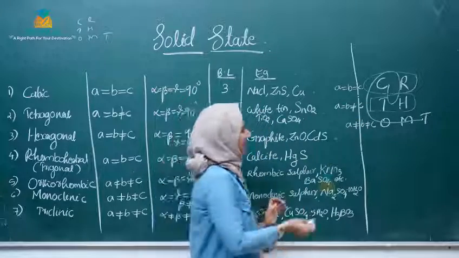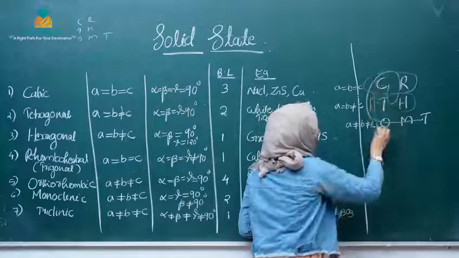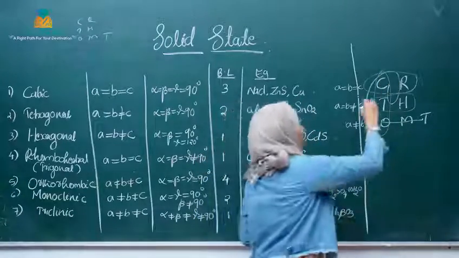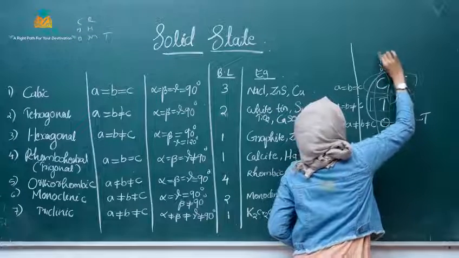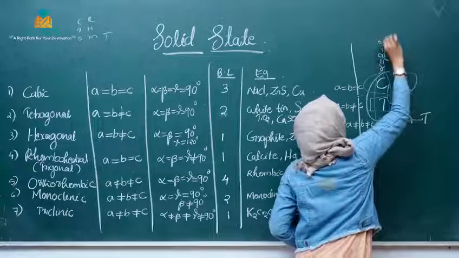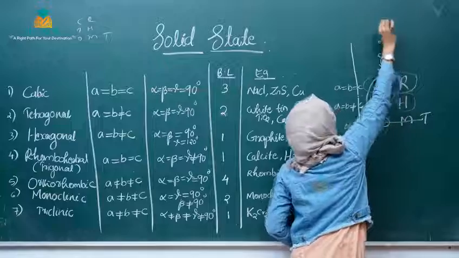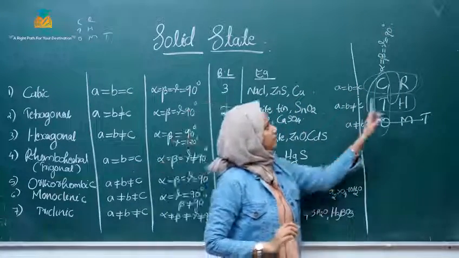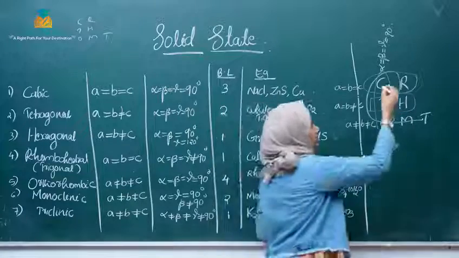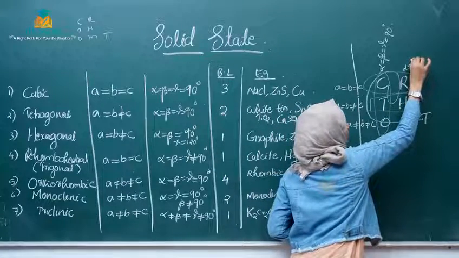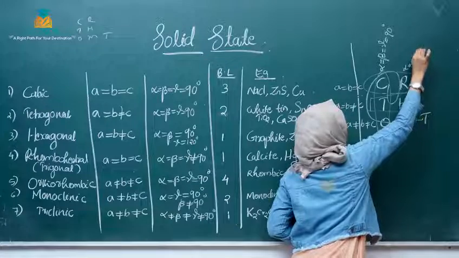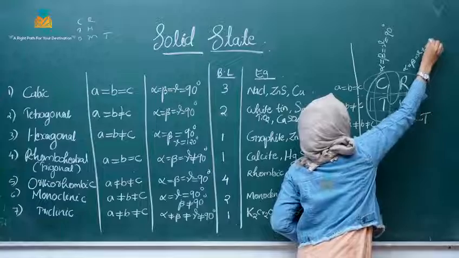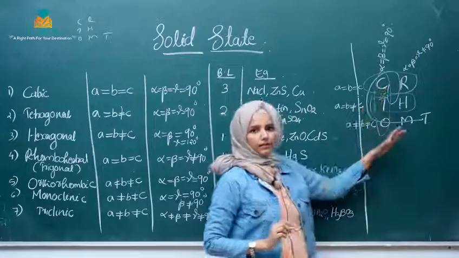And what about the angles? This is the first column. Here all the angles, alpha equal to beta equal to gamma, are equal to 90 degrees. So we can write: all the angles are equal to 90 degrees. Then in the second row, there is a slight difference. In rhombohedral, alpha is equal to beta is equal to gamma, not equal to 90 degrees. That you have to remember.